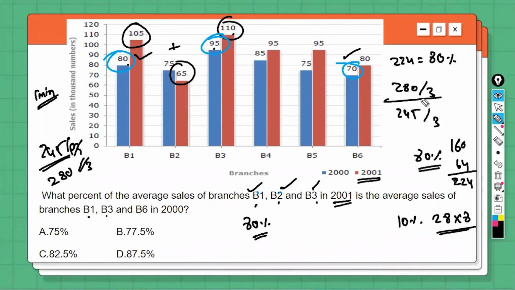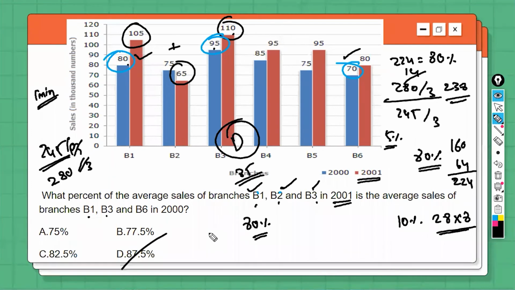I'm going to find 85%. What is 5% then? 10% is 28. 5% will be 14. If we add 14, you will get 238. 238 will be 85%. The answer should be more than that. So D should be the right answer. Okay, it should be like 87.5. Got it, guys? Can you understand this? Yes, no? Yeah.